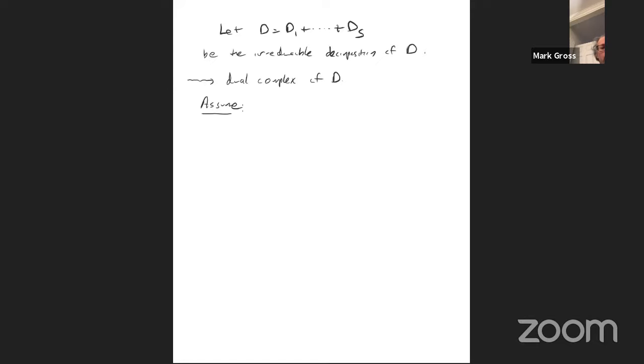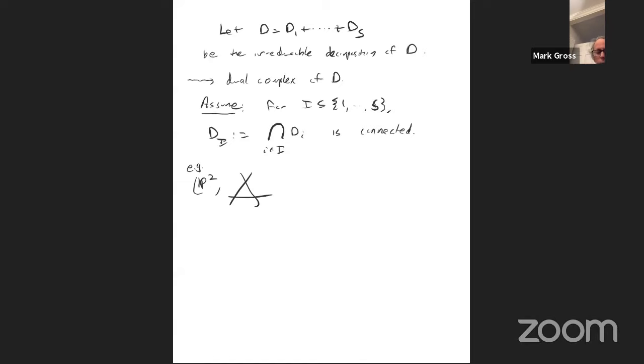So let's first, just again to make this discussion relatively simple, assume that for any index subset I of 1 through S, D_I, which is defined to be the intersection of all of the components indexed by elements of I, is connected. A very simple example you should have in mind is P2 with 3 lines. This is good, and an example that's not so good because it violates this condition is P2 with a line plus a conic, because the intersection of the line and the conic consists of 2 points, which is not connected. As I say, this just allows simplicity of exposition.